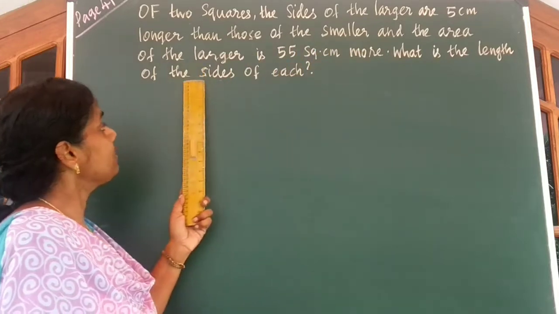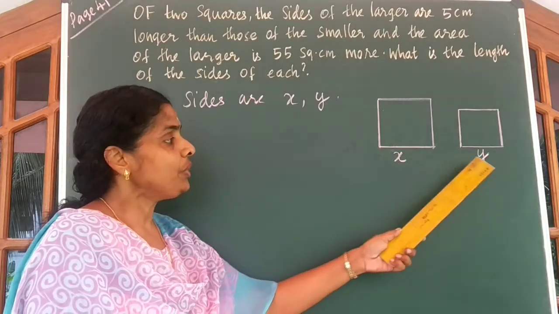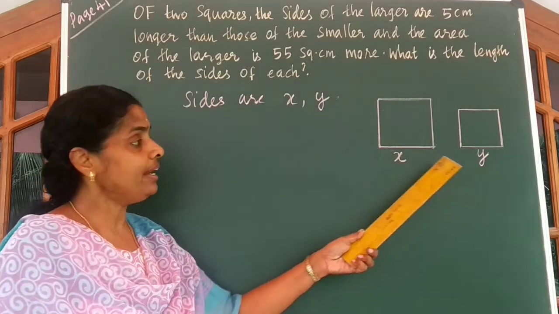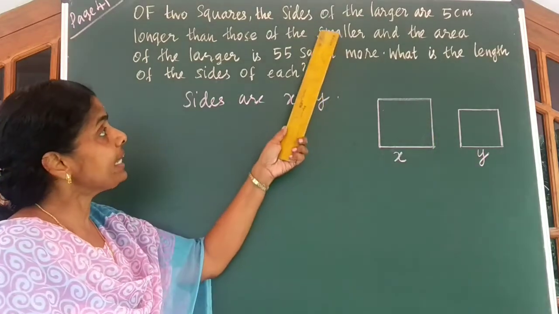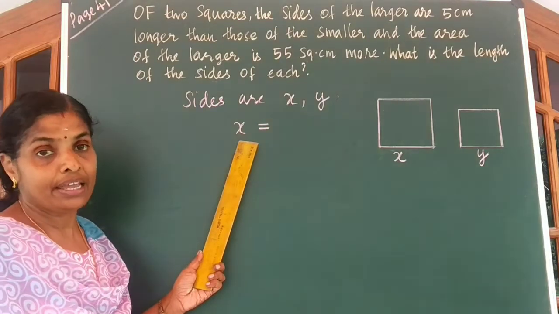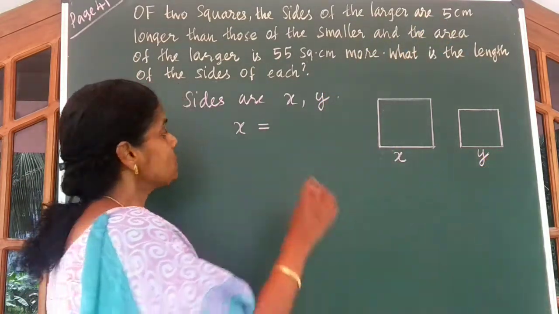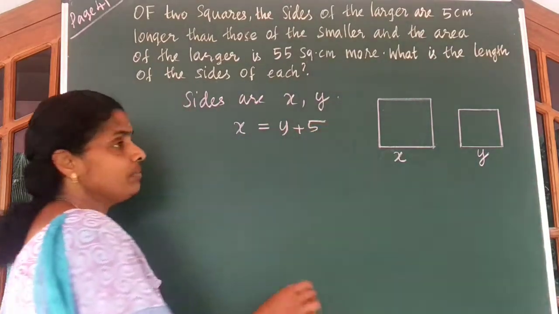What is the length of side of each? We are talking about two squares. Let x be the side of the larger square and y be the side of the smaller square. So using the given condition, we can write side of the larger is equal to 5 more than smaller. So we get x is equal to y plus 5.